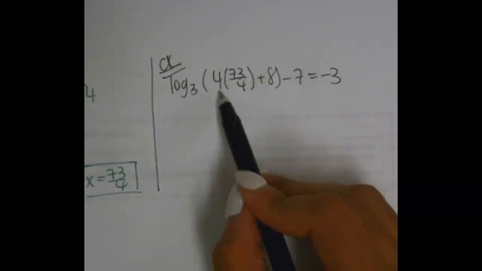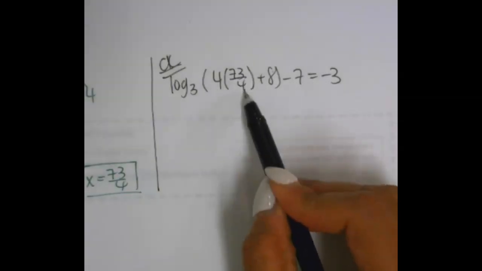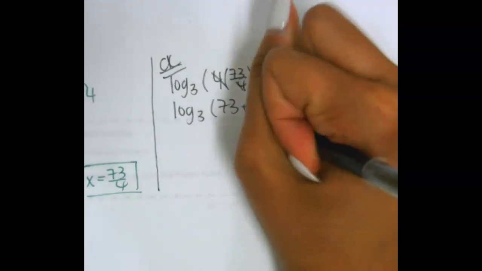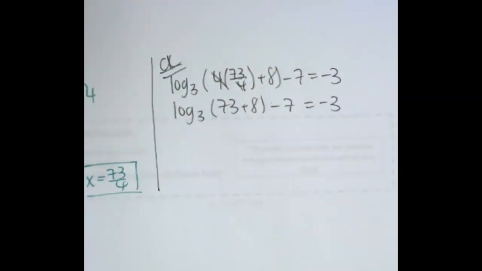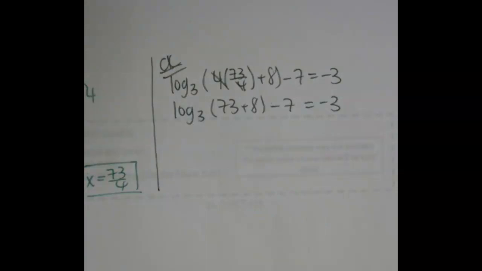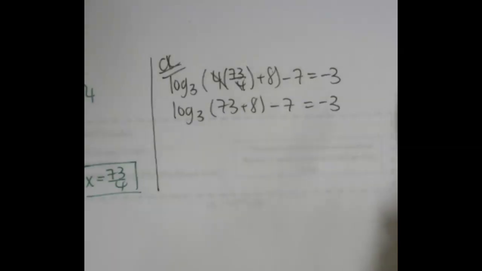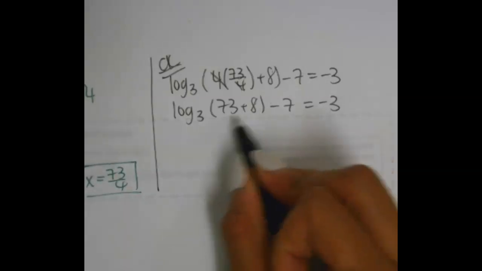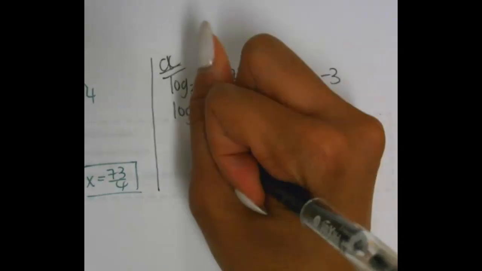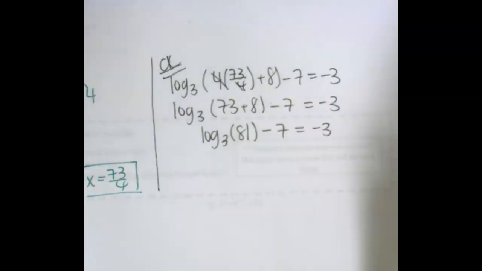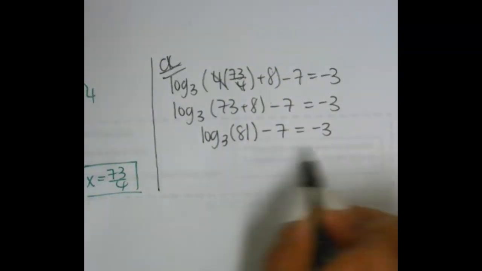Jazar, if I was going to simplify this, I can multiply 4 times 73 over 4. What's going to happen to the 4's? So we're left with log base 3 of 73 plus 8, and we're minus 7, and we're setting it equal to negative 3. Guys, notice I am not solving, I am checking. Solving would mean I would move the 7 over and then rewrite it in exponential form. That's not what I'm doing. I'm having you simplify, not solve. We're just checking. In the parentheses, we're going to add. Shazara, what's 73 plus 8? 81.